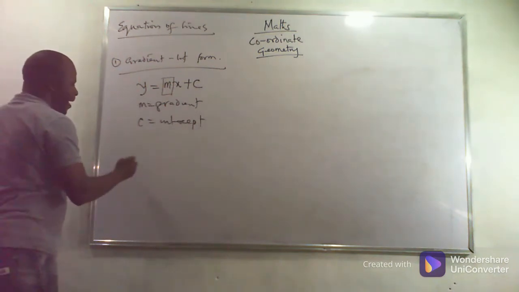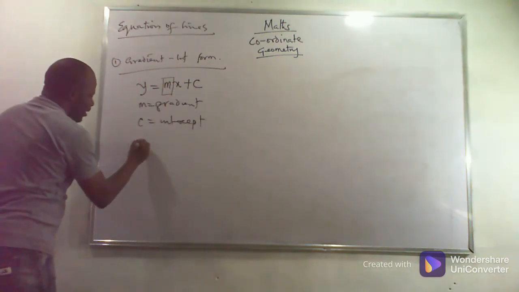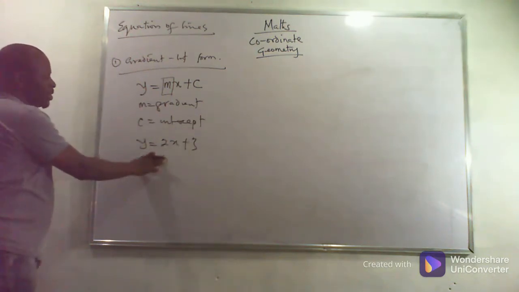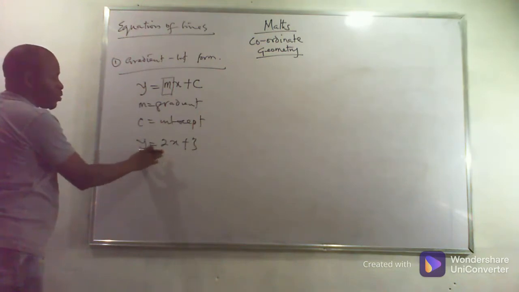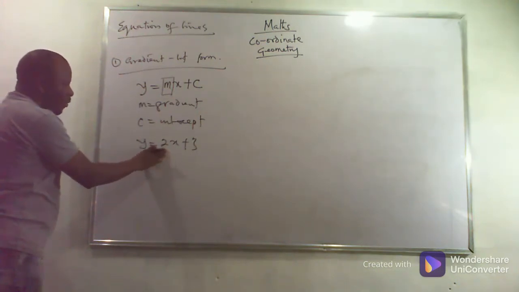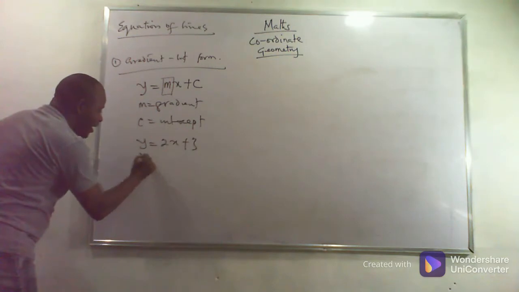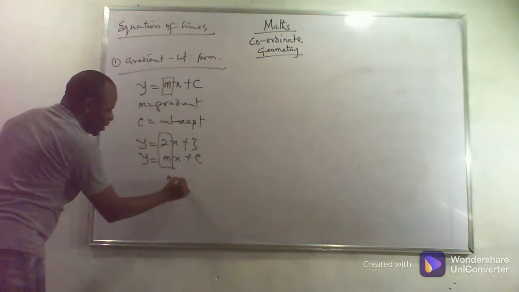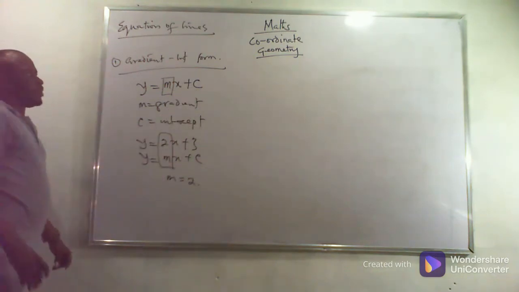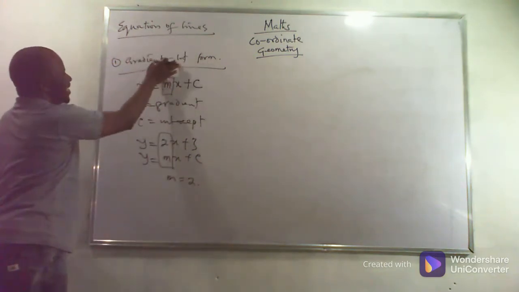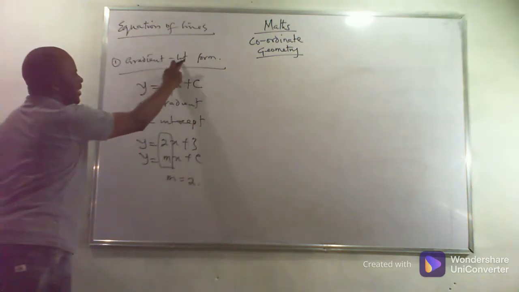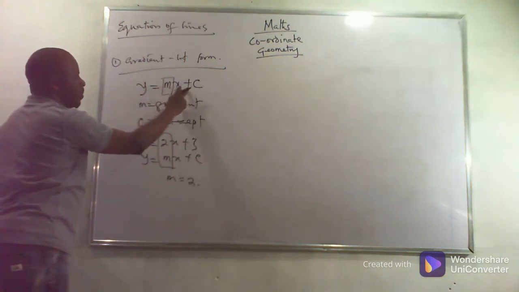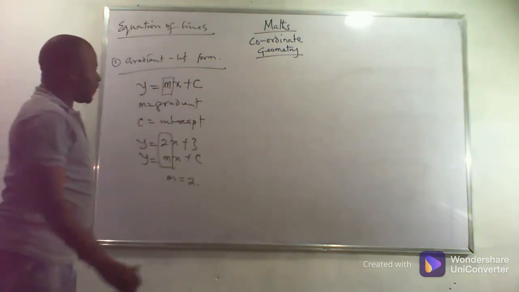For instance, if I tell you there is a line that has y equals 2x plus 3, I now ask you a question. What is the gradient of this line? Just compare it to the equation of line. The gradient of this line will be 2. So the first equation of line is in the gradient intercept form, and the formula is y equals mx plus c. That's the first one.